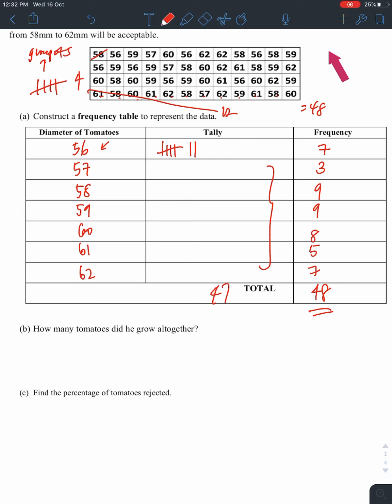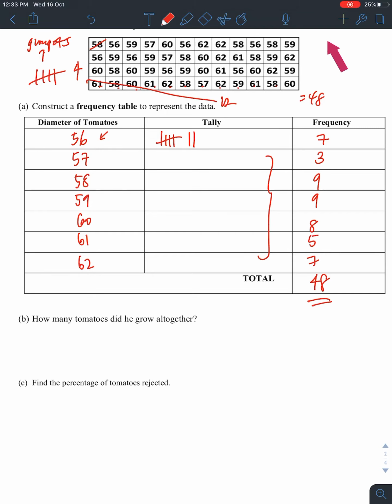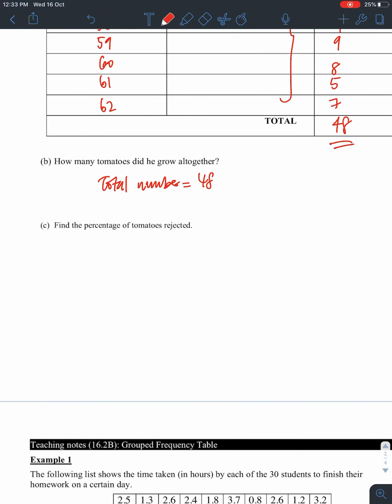So if you have a number like 47 for the total, it means that you have not counted one tomato, and you need to check your answer. So in this case, the total number of tomatoes he grew is simply equal to 48. Okay, next, percentage of tomatoes rejected.